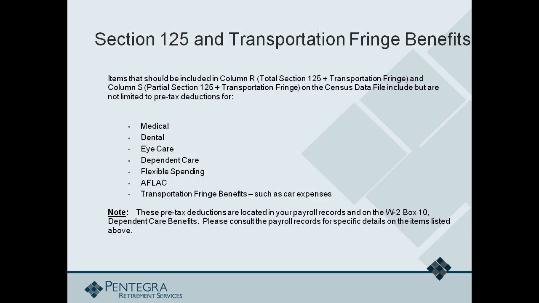Section 125 and Transportation Fringe Benefits. Items that should be included in column R for total Section 125 plus Transportation Fringe, and column S for partial Section 125 plus Transportation Fringe on your census data file should include the following pre-tax deductions: medical, dental, eye care, dependent care, flexible spending, AFLAC, and transportation fringe benefits such as your car expenses.